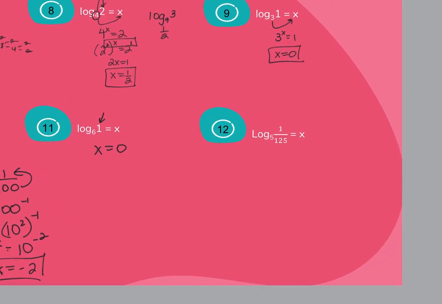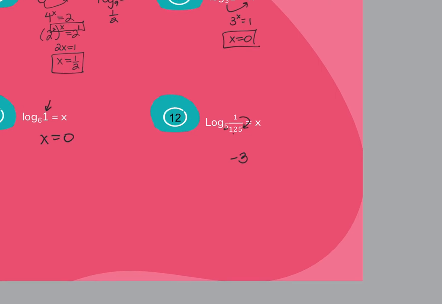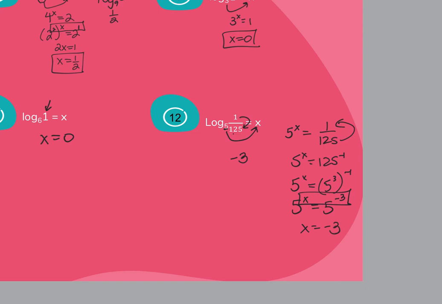And 12, let's see if we can do that mental math way. So how do I get from 5 to 1 over 125? The exponent has to be negative, and from 5 to 125, it would be raised to the 3rd power. If you don't see that, then change it. So it's 5 to the x equals 1 over 125. Bring 125 to the top. It would be 125 to the negative 1. And then 125 is 5 to the 3rd. So I'd get 5 to the x equals 5 to the negative third, and x would equal negative 3.